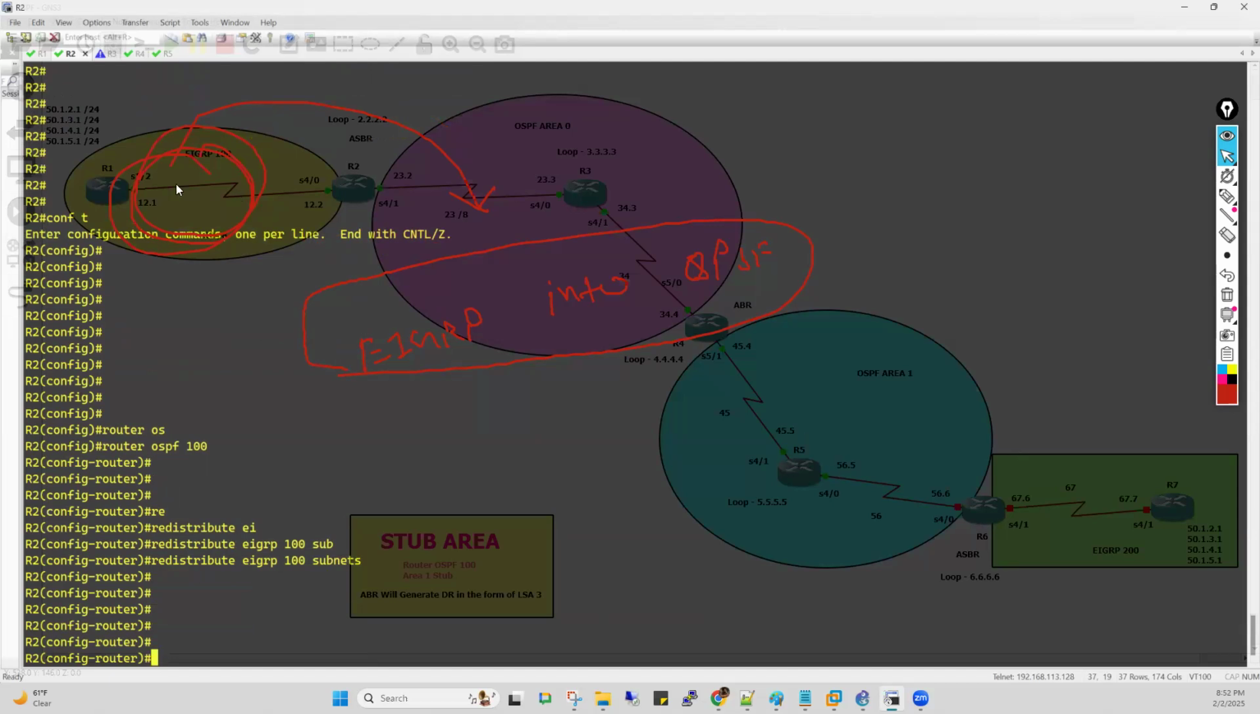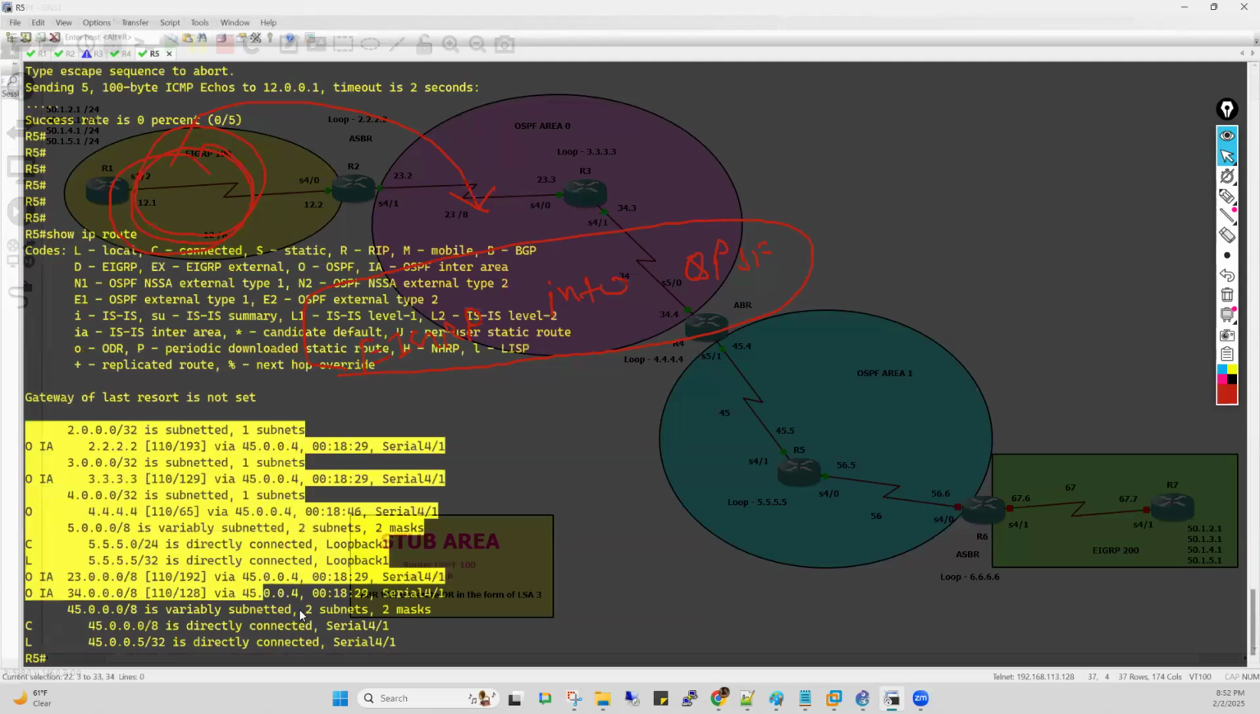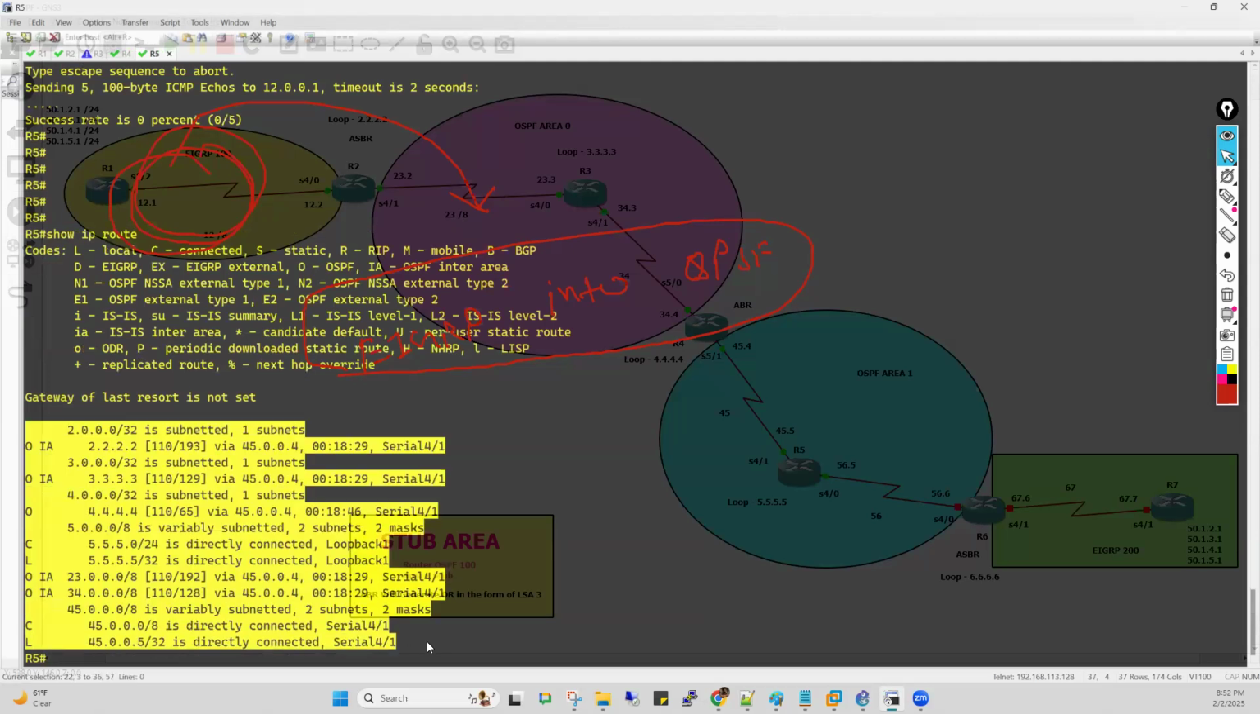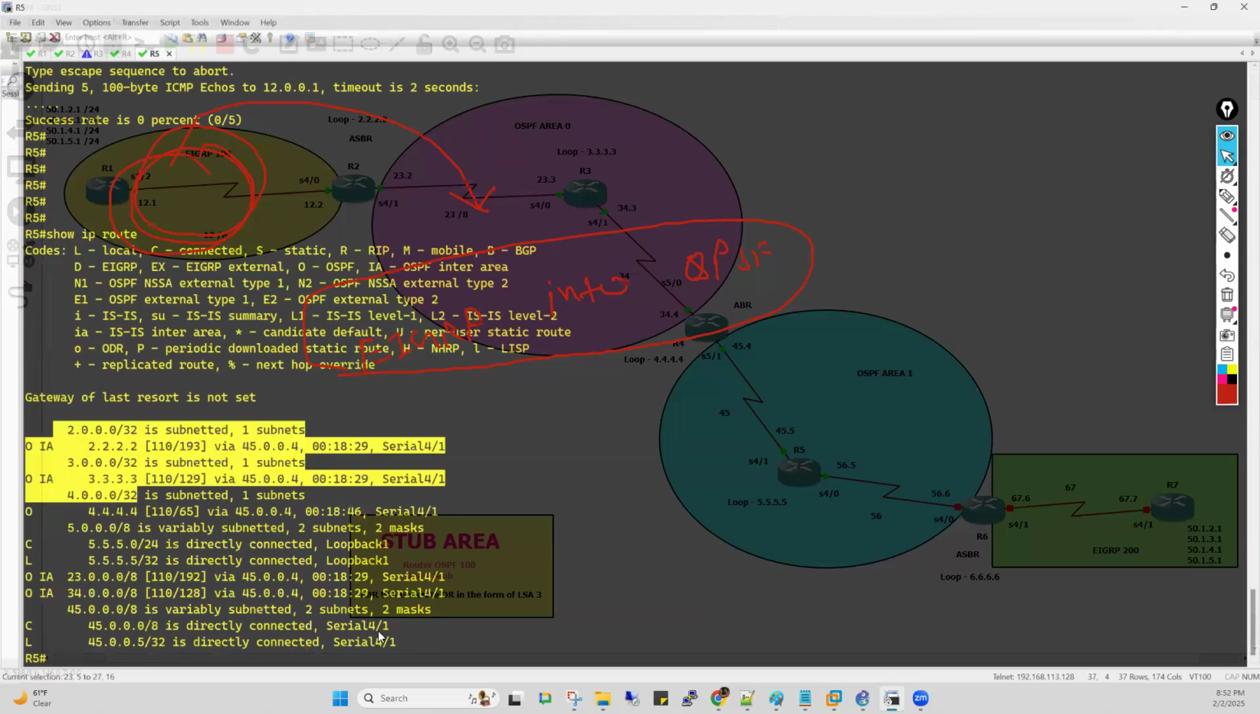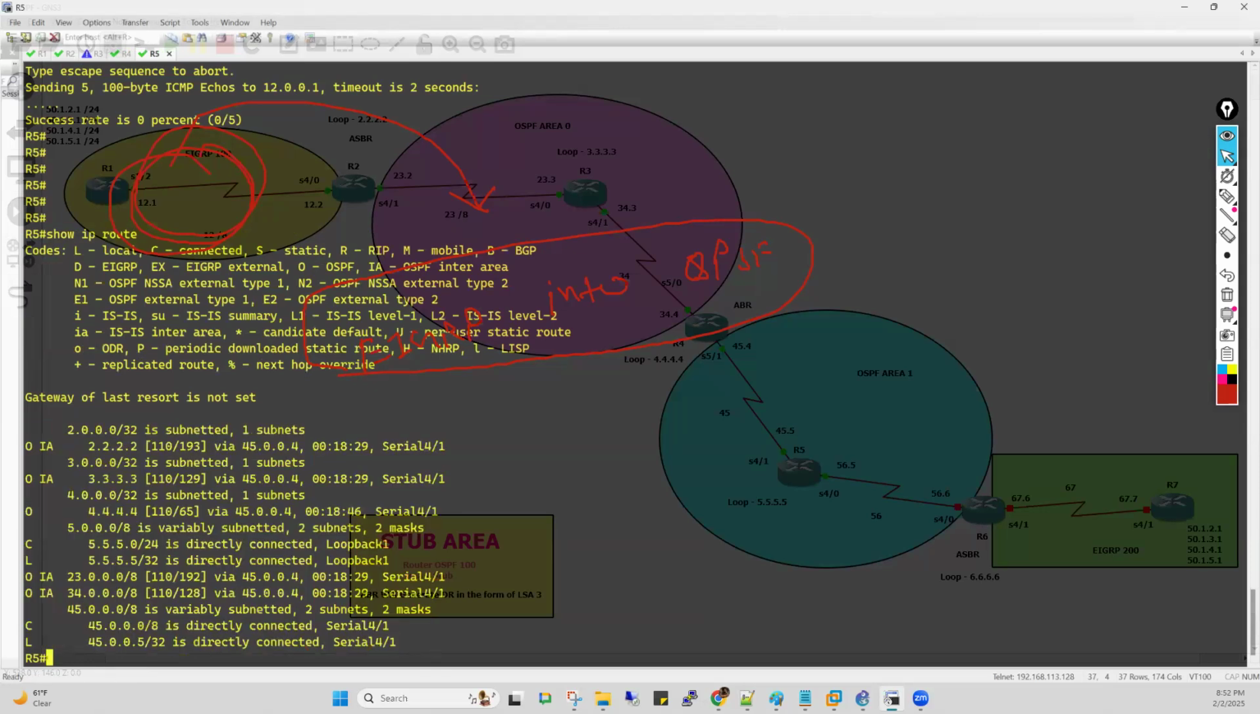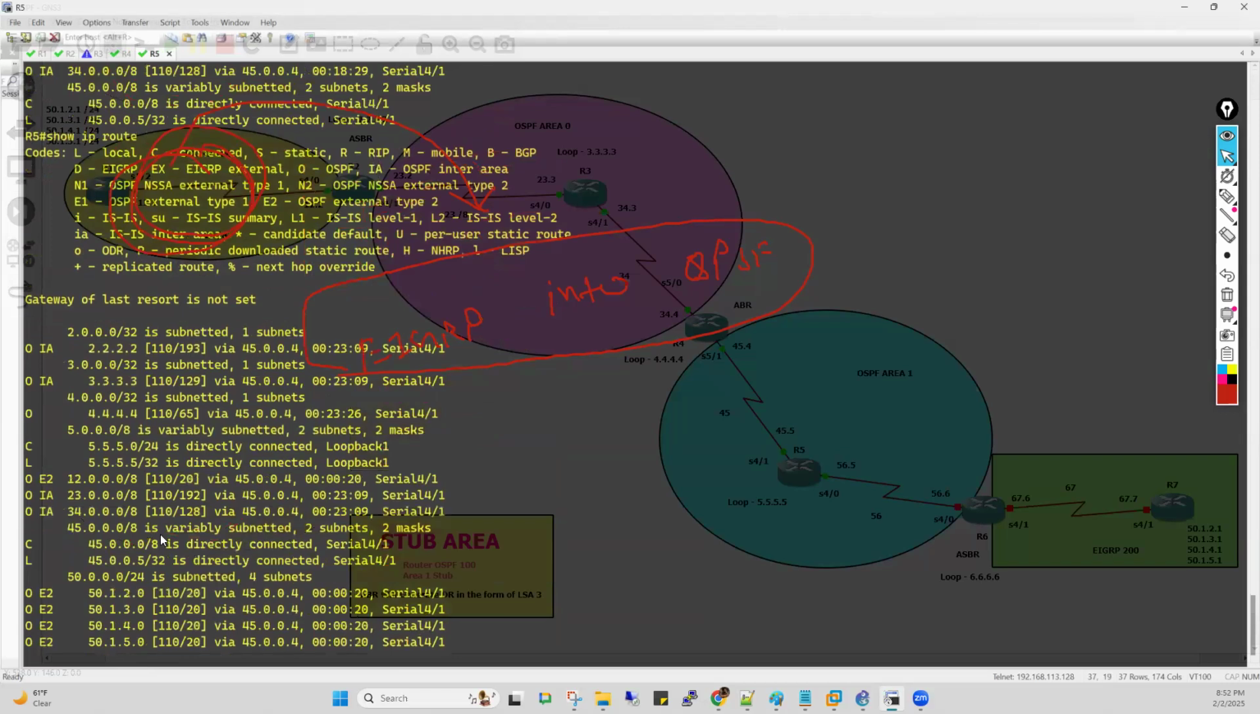Now, does R5 receive the 12th network information or not, because we already redistributed? See, are you able to see the 12th network? No. Previously, were you able to see it? No. Now I am writing show IP route. Now see, are you able to see? Yes, we are able to see the 12th network information. It means we successfully redistributed EIGRP into OSPF. Agree everyone? Yes or no?